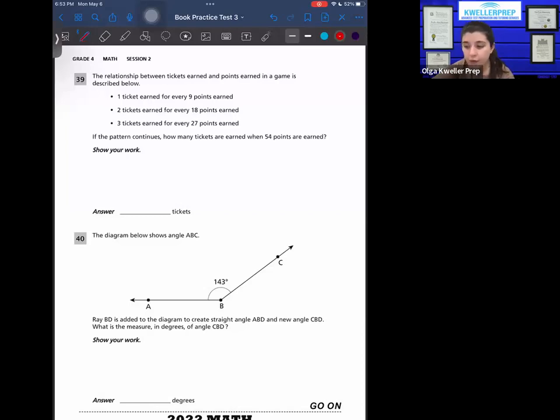So 1 ticket for every 9 points, 2 tickets for every 18, 3 tickets for every 27. And the question is, how many tickets when 54 points are earned? So I want you guys to try this. Try to realize what is the pattern that they're showing us.